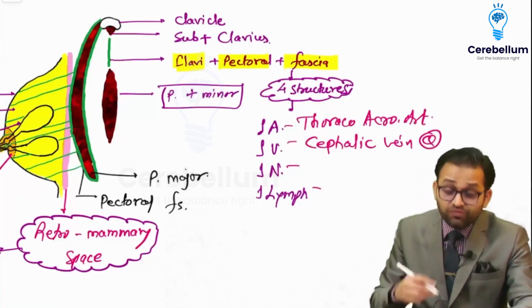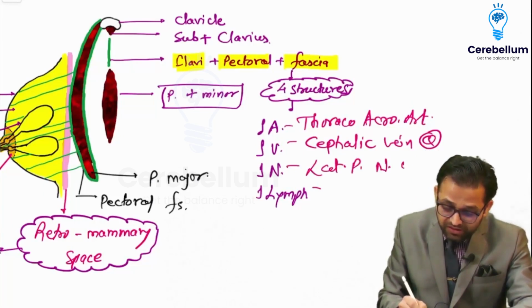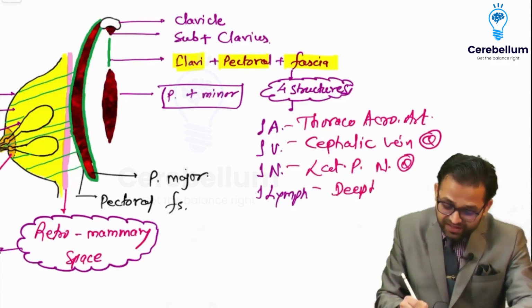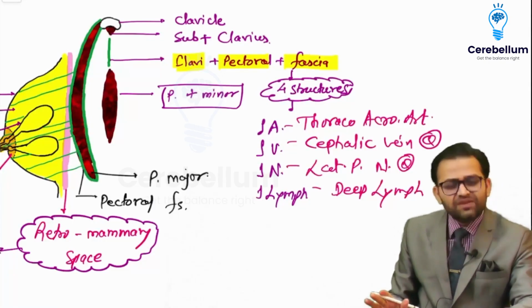Okay. Now the one nerve. Here is the lateral pectoral nerve. Very important question. And remember, the deep lymphatics are present. Only with the lymphatic you can remember. So these are the points, lymphatics.